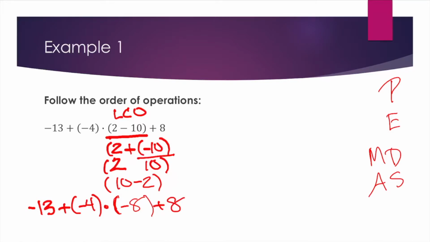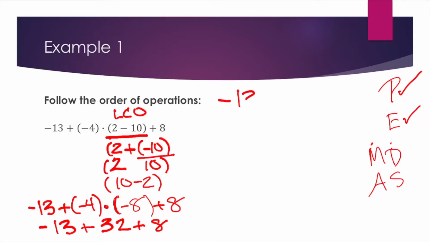I check to see if there's any other expressions inside parentheses, and there aren't. The only things in parentheses are my negative numbers, so I'm done with parentheses. I check to see if there are any exponent expressions. Not today. And now I go from left to right, seeing if there's any multiplication or division. Here's the plus sign. Oh, here's the multiplication sign. So I have to do negative 4 times negative 8. That's 32. And a negative times a negative is a positive. So now I have negative 13 plus 32 plus 8.